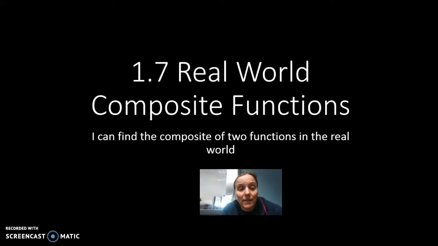I'm a math teacher at Edina High School, and today you are going to be composing functions in a real-world scenario and trying to understand what that means for that scenario.